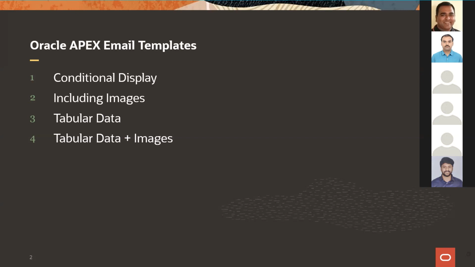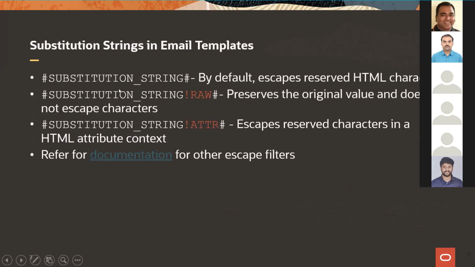Before going to that, I would like to quickly see these points. In general, with respect to email templates, when you are talking about the substitution strings, by default Apex escapes the reserved characters for HTML. For example, if in your PL/SQL code you're sending HTML, then that HTML won't be rendered as HTML. Apex will do escaping for you. If you want that to be rendered as HTML, you need to use an escape filter called raw. So you specify the substitution string, an exclamation mark, and then RAW. Then it won't escape anything. Basically, whatever value you are giving, that exact value it will put in the output email.